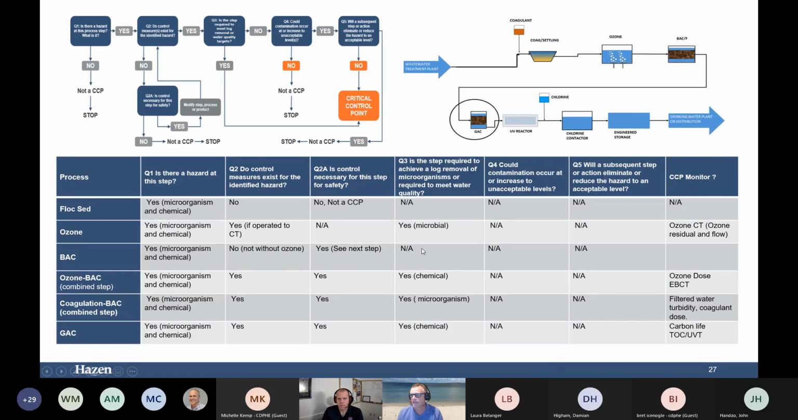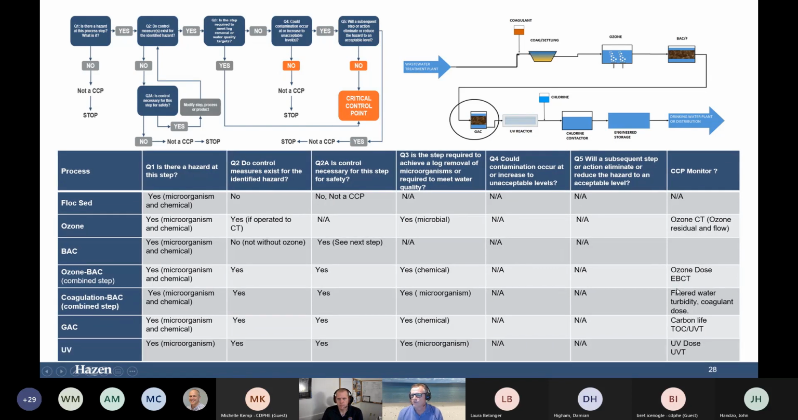And then lastly, GAC. Yes, we can get some removal of chemicals here. We can monitor carbon life, perhaps TOC or UV transmittance across the system. UV is well established for UV dose, and so on in developing our critical control points. So that was quite fast.